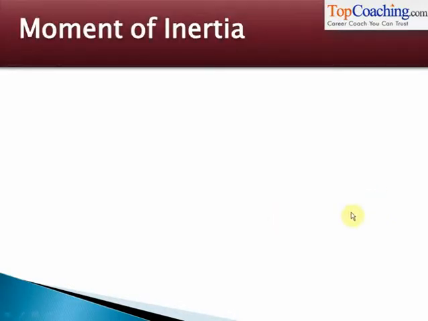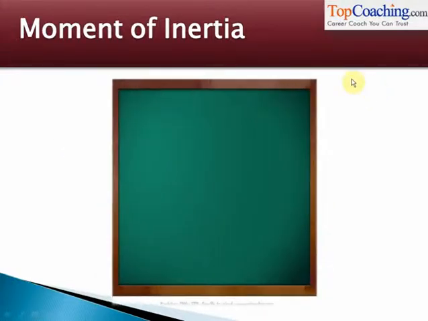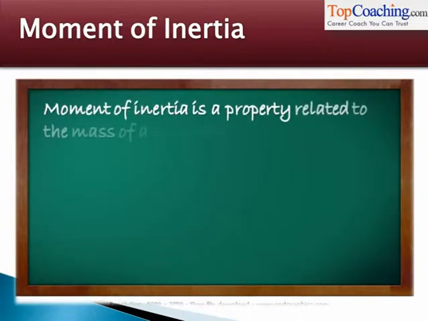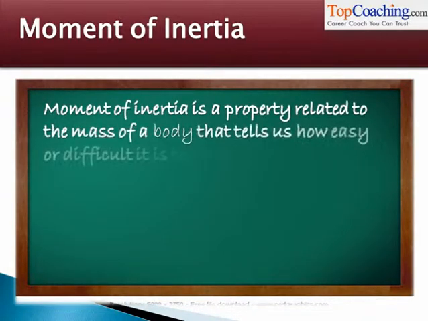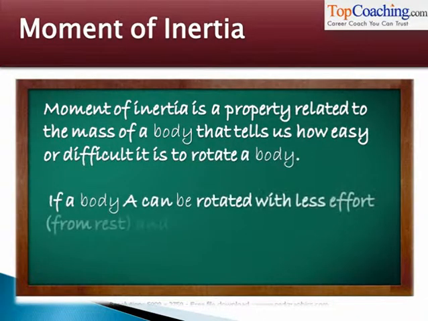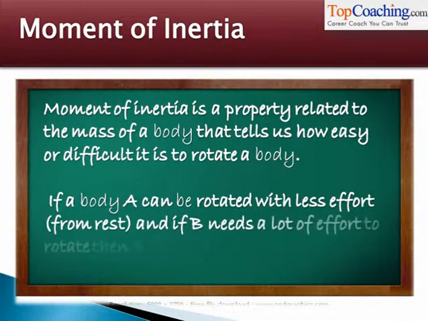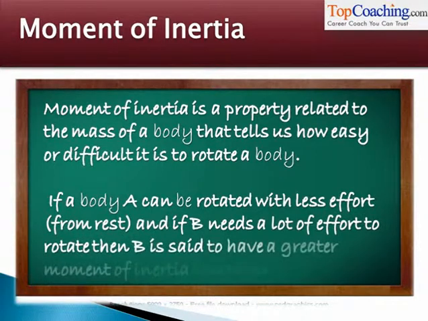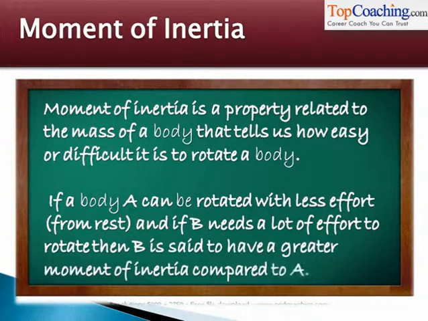Now the first important concept required to be studied before we study rotational motion is moment of inertia. Moment of inertia is a property related to the mass of a body that tells us how easy or difficult it is to rotate a body. If a body A can be rotated with less effort, and if B needs a lot of effort to rotate, then B is said to have a greater moment of inertia compared to A.